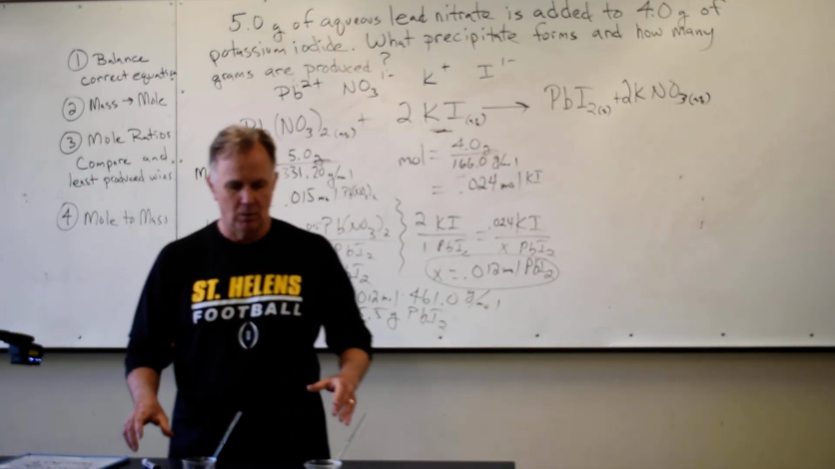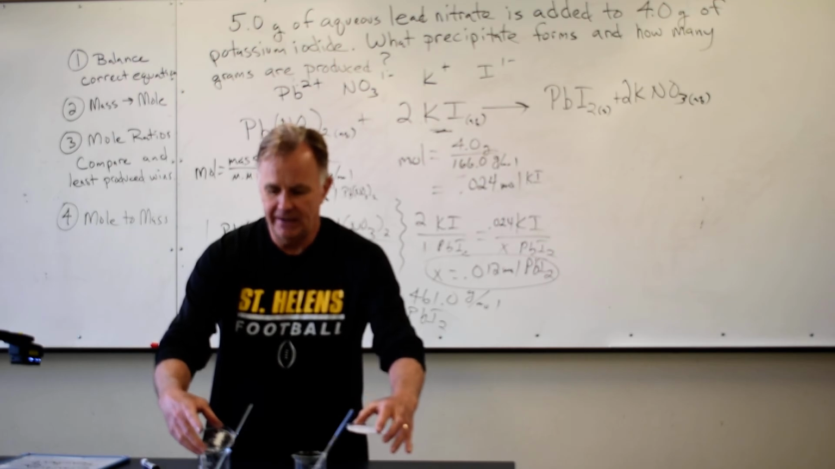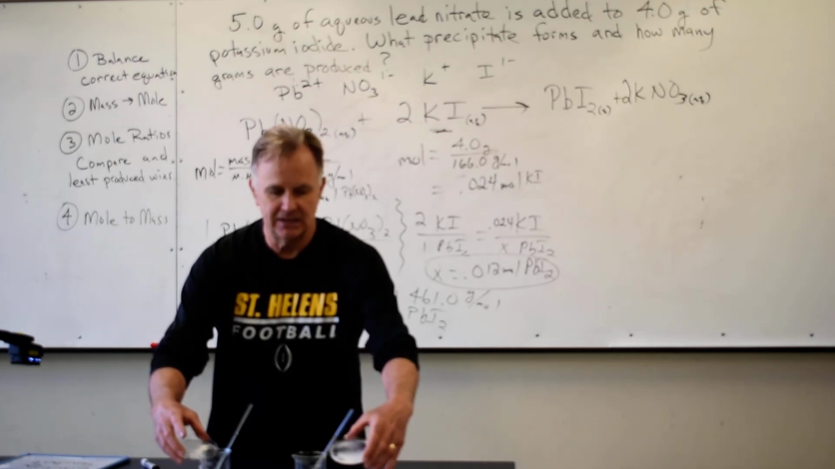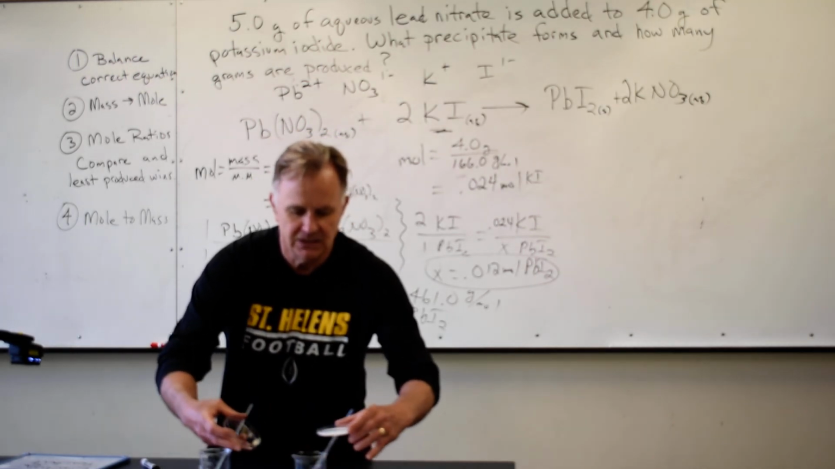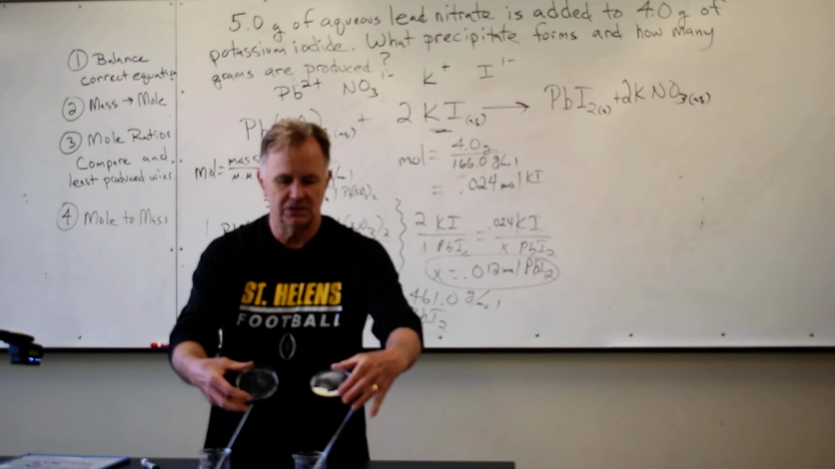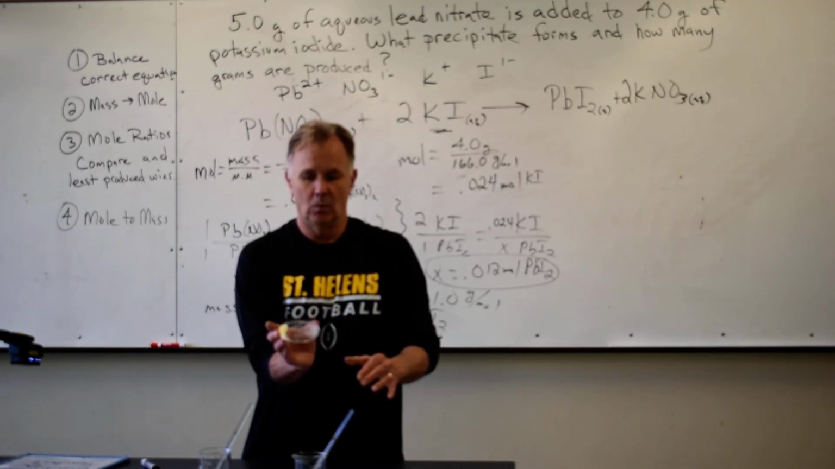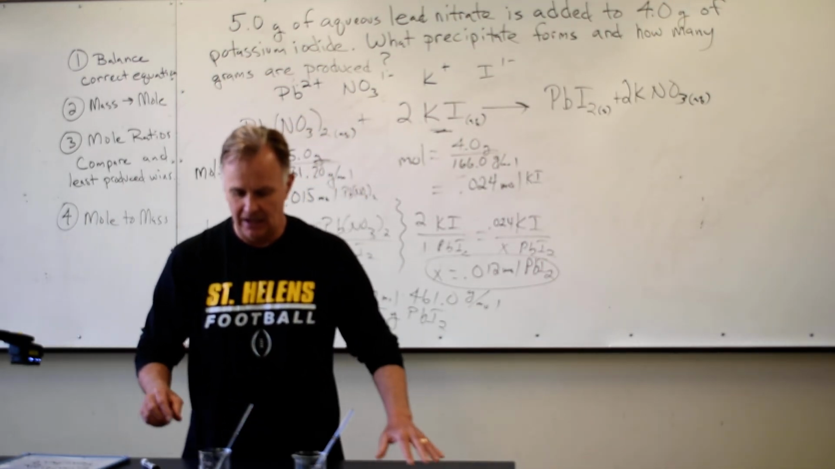I do have the demo right here. Okay, real quick. You notice lead nitrate is a white crystal. Potassium iodide is a white crystal. You put them together and mix them up. Nothing happens. Oh, it's turning a little bit yellow. Okay. Why do you think that is? Well, it's because there's a little bit of humidity in the air.